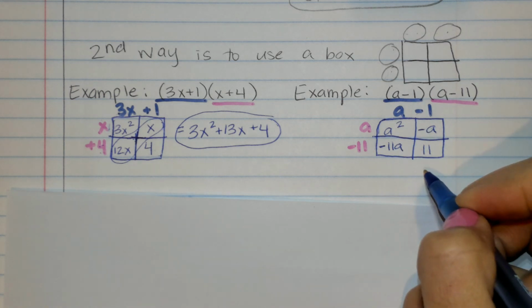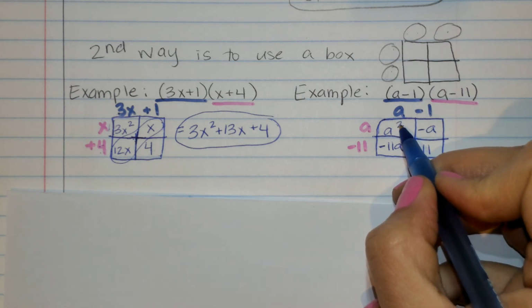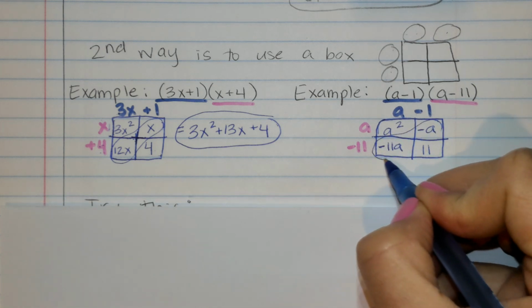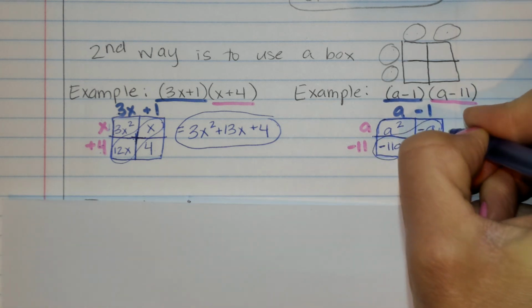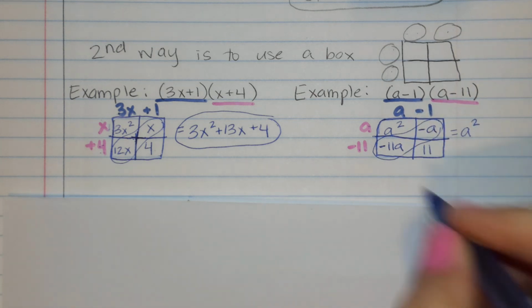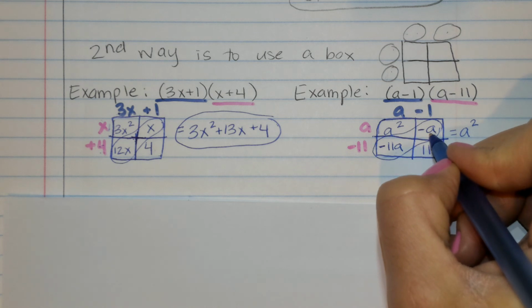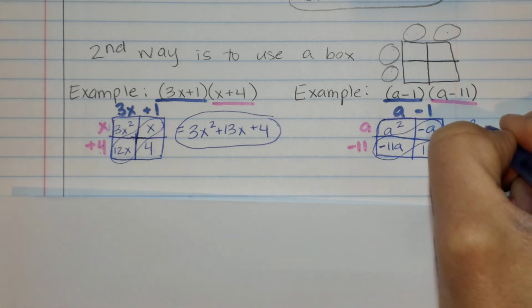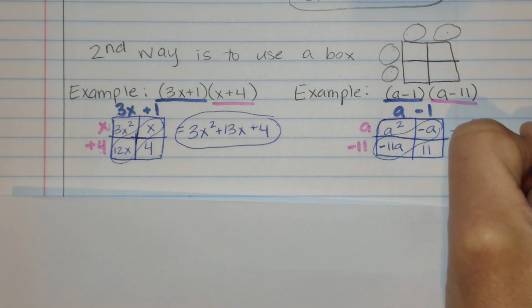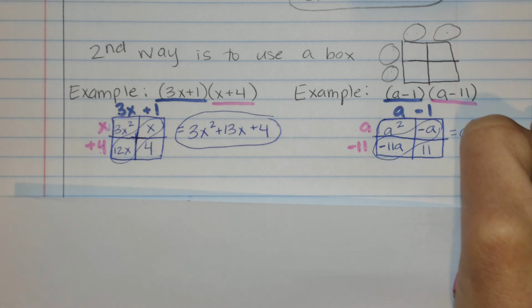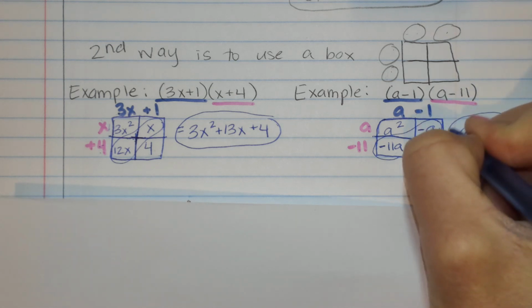Write it in standard form. So remember, the highest exponent goes first, and then the constant comes last. But I do see like terms, and you want to make sure you combine those like terms. So a squared comes first, and then negative 11a minus 1a, they're both negative, so you add it. So it becomes 1 more negative, so negative 12a. And then the 11, I have to put a plus and then 11.